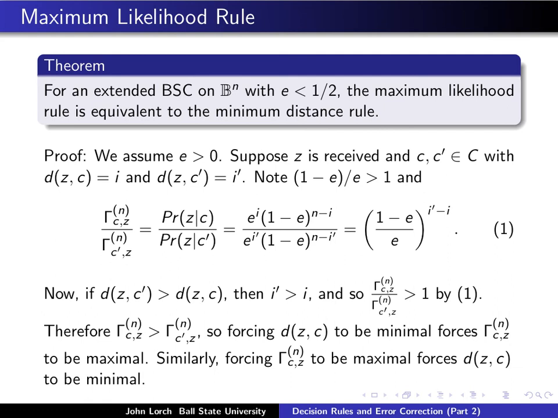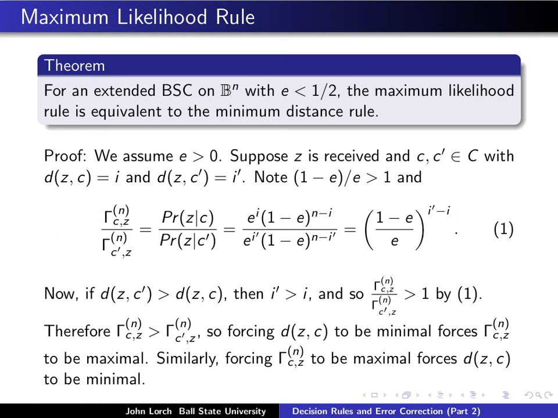But we've now been presented with two viable decision rules, the minimum distance rule and the maximum likelihood rule. Now, when presented with a choice, we want to know which one to choose. And what this theorem is telling us is if the channel that we're using is an extended binary symmetric channel, like what we were using in the last example, then it doesn't matter: the maximum likelihood rule will give the same result as the minimum distance rule.